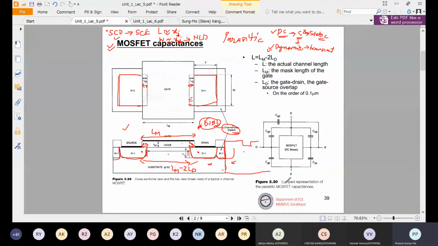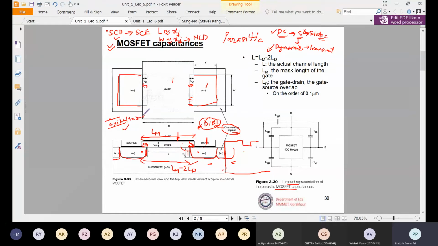Next is the lumped representation of parasitic capacitances. So what happens if we need to find out capacitance? So this is the drain region and this is the gate region. In between gate and drain, there will be a capacitance formed because of this region also, and because of this channel region also. Capacitance is basically two conducting plates with an oxide or any insulator in between.